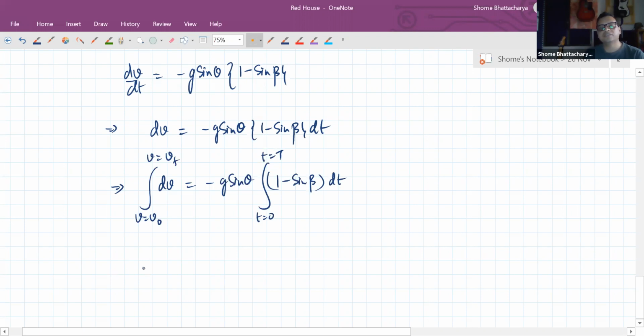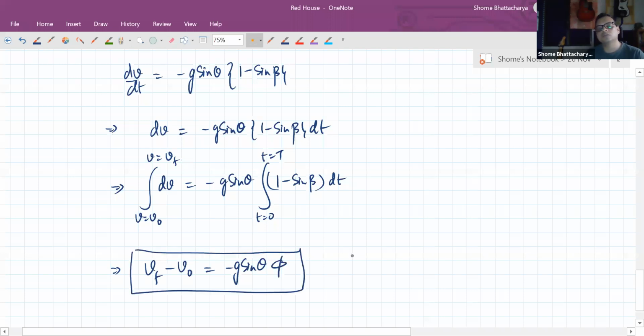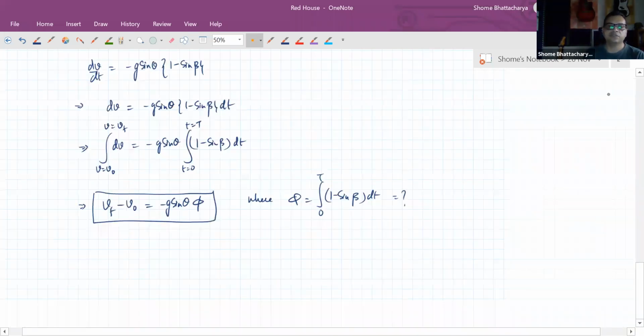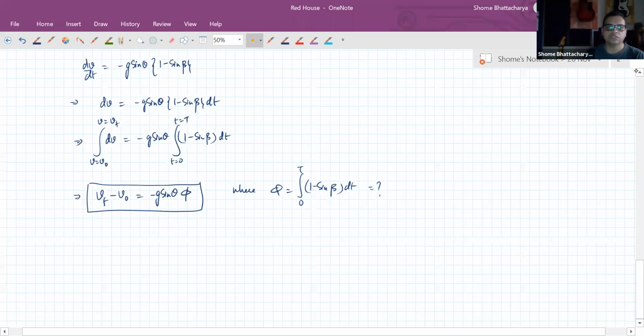Okay. So this left hand side becomes final speed minus V naught is equal to this right hand side, which we'll just write as some variable, let's say phi. Okay. Where what is phi? Phi is this unknown quantity. Phi is the integration from 0 to T of 1 minus sine beta dt. So it's an unknown quantity as of now. Okay. So we'll think of something else, some other trick to find out the value of this integration. But this is where we reach using this equation.